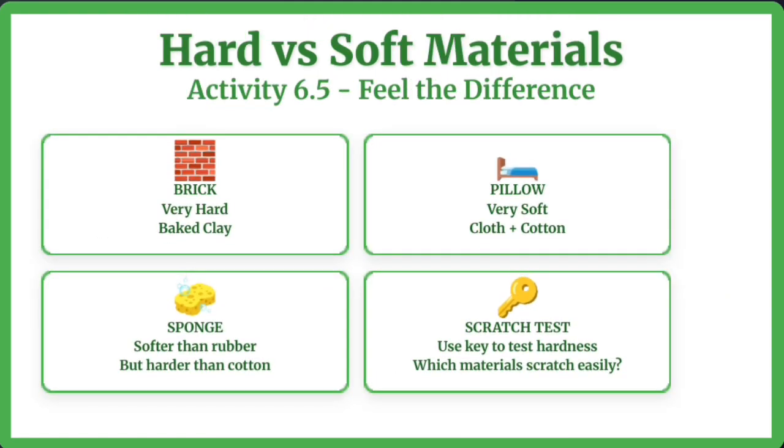We can test materials for hardness and softness. A brick is very hard, a pillow is very soft, and a sponge is somewhere in between. Hardness is relative. Rubber is harder than sponge but softer than iron.